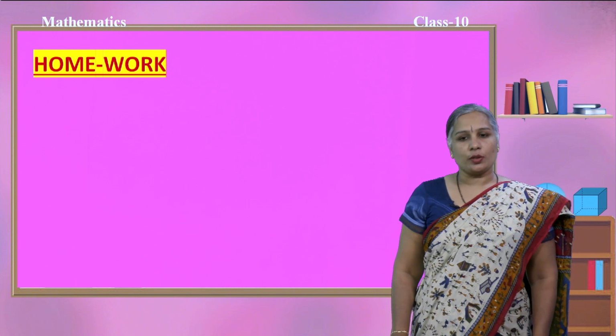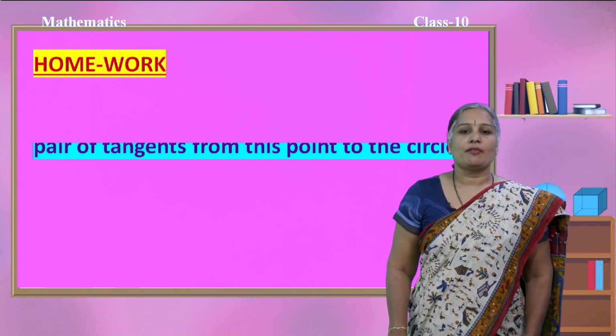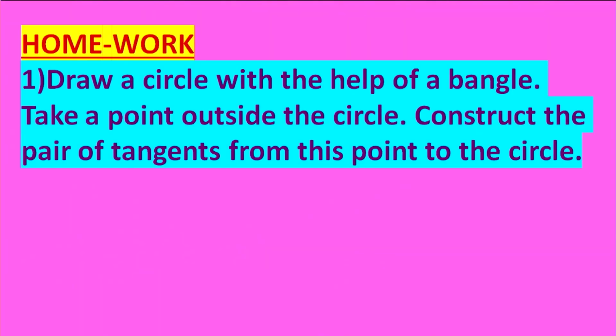Now it is time to take down homework questions. First question goes like this. Draw a circle with the help of a bangle. You have to use your bangle. Don't worry about size of the bangle. Whatever bangle you have with you, you just use that. If you are boys, you just borrow the bangles from our girls and make a circle. After making a circle, take point outside the circle. You just take any point outside the circle, that will be your external point. Then construct a pair of tangents from an external point to this bangle circle. This is the first question.